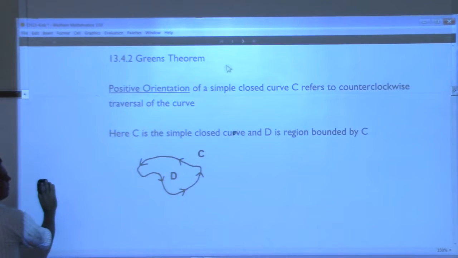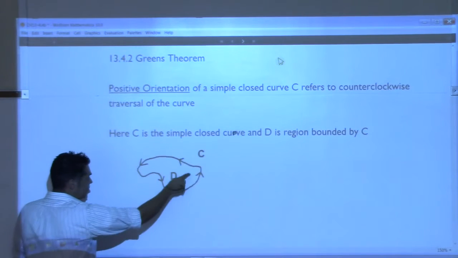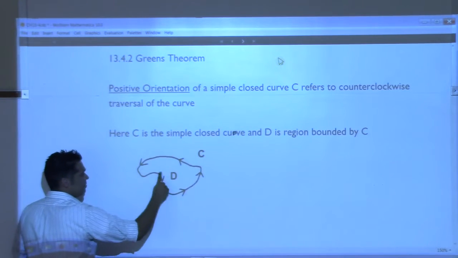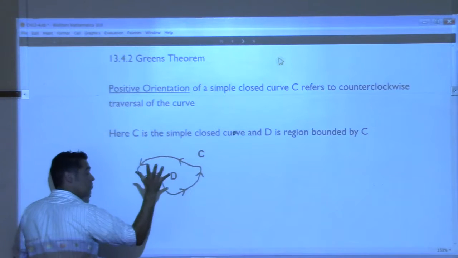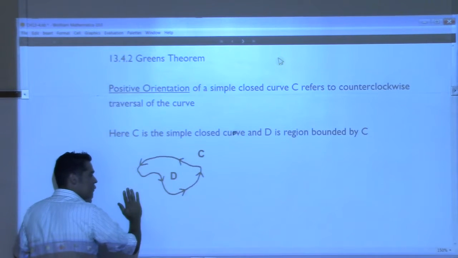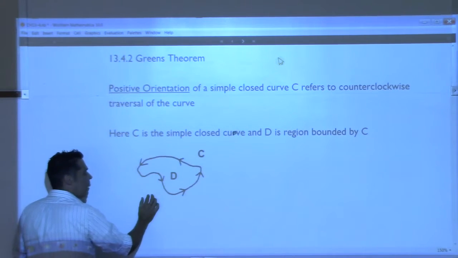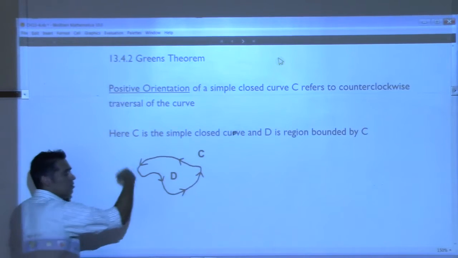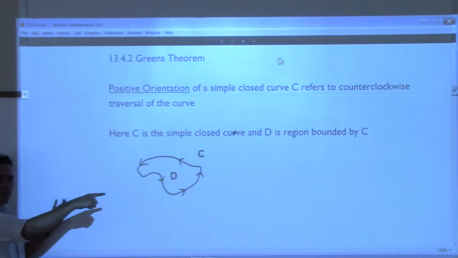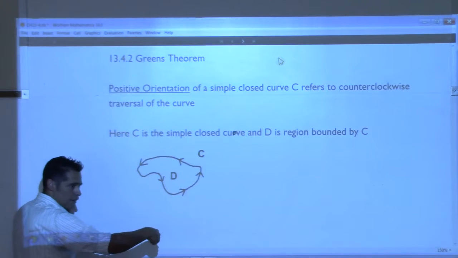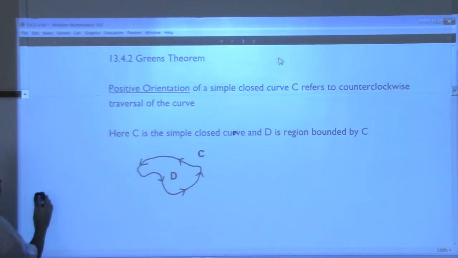We have to first establish what's called positive orientation. So anytime we're looking at a region with a curve around it, then in two-dimensional space, this is only in 2D, positive orientation is counterclockwise. Negative orientation would be the other way around. So establishing that, then we can go to the theorem.